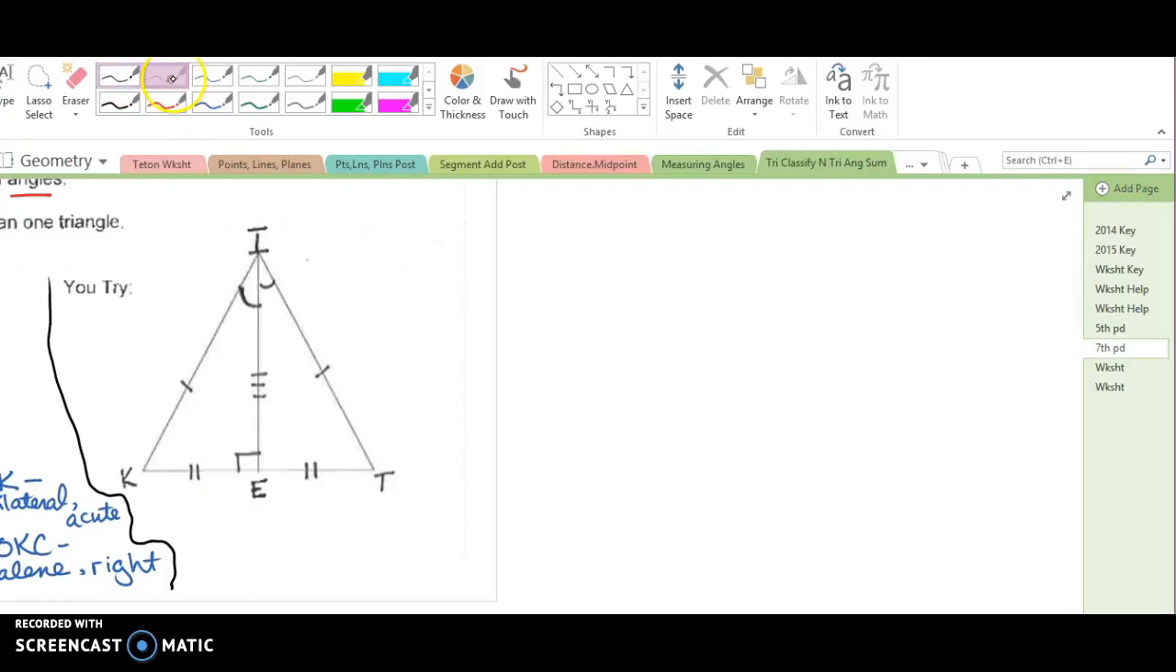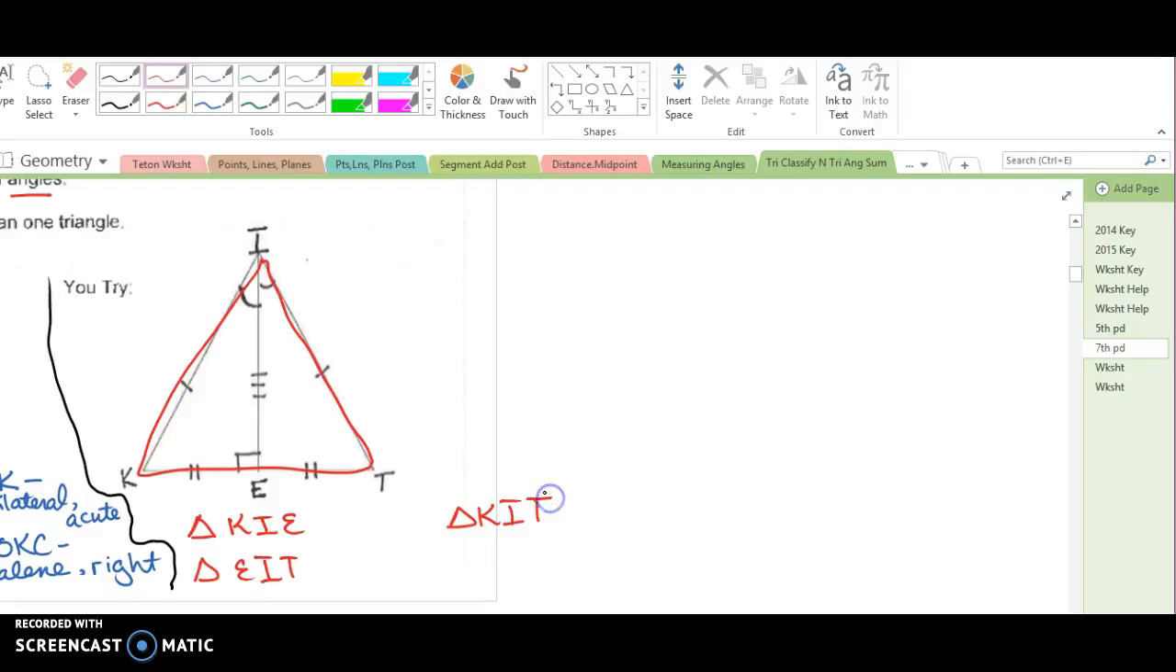Okay, so on the you try, there's actually three triangles. Did you see all three of them? There's triangle KIE, there's triangle EIT, and then the big triangle. Did you get that one? There's also triangle KIT.